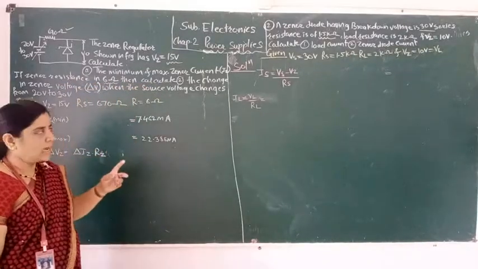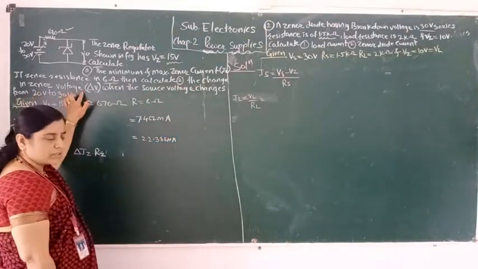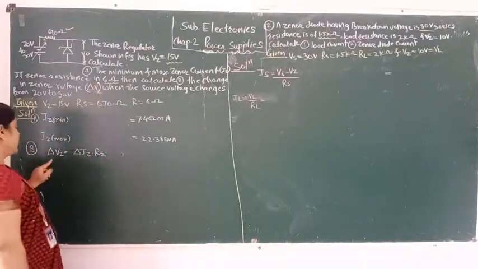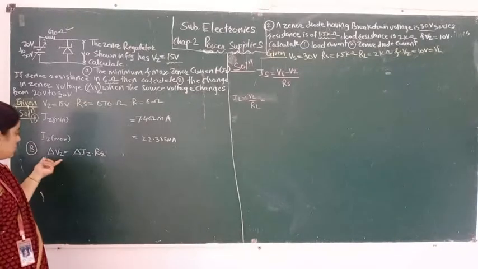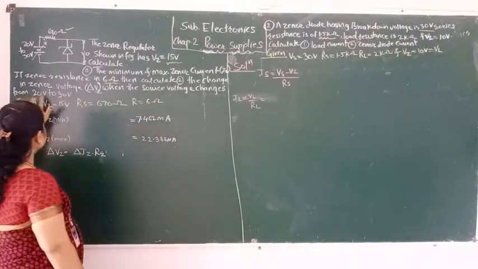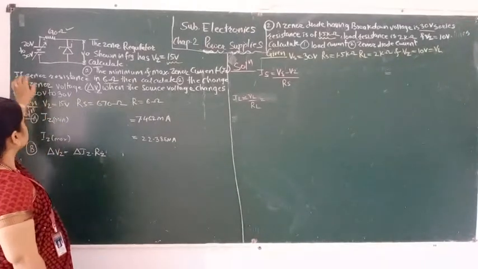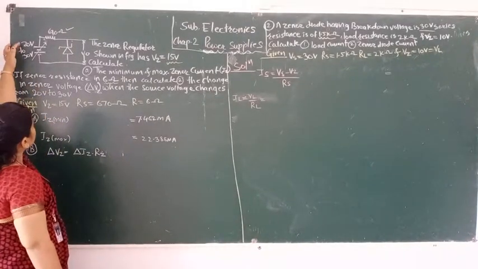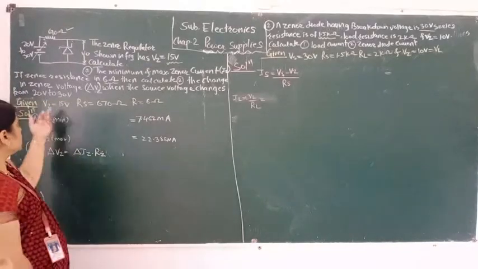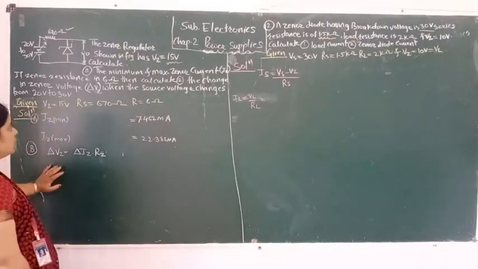Second, what do you have to calculate? The change in Zener voltage, delta Vz, when the source voltage changes from 20 volt to 30 volt. The source voltage is this source, and its variation is from 20 volt to 30 volt. So we have to solve it now.